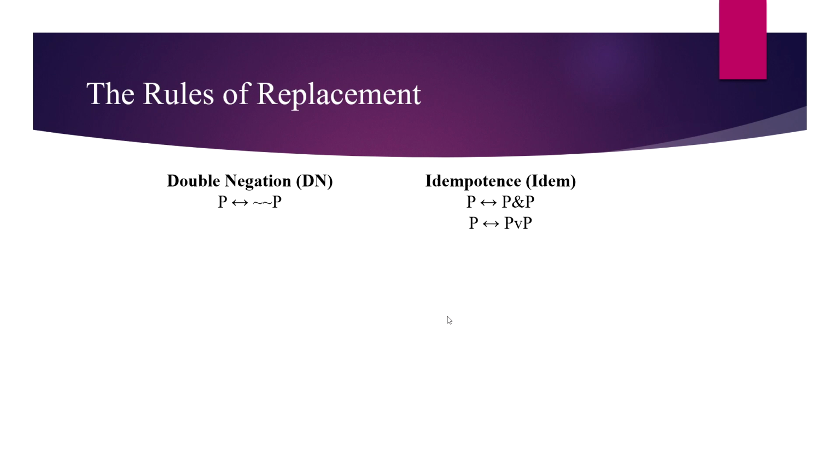The other rule that can be used on any sentence is idempotence. This rule allows you to turn a single sentence into a conjunction or a disjunction where the other part is that same sentence again. This rule may seem silly, and you may not want to use it often, but it's still a good one to have in some cases.